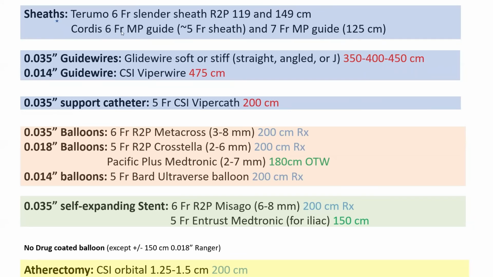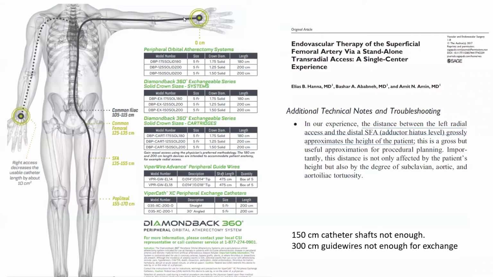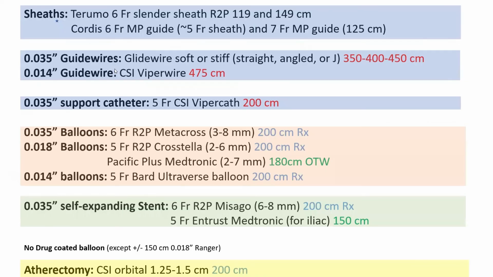The problem is that you could not advance a standard long 6 French sheath from a radial. One, they were not available long enough. Two, those standard sheaths create a lot of spasm and you cannot advance them through a radial. It will get stuck. If you do manage to advance it, you will not be able to take it out because of severe spasm.